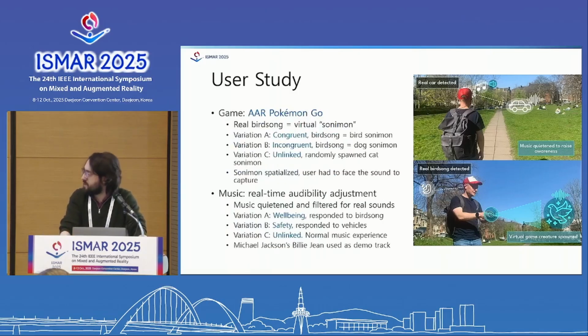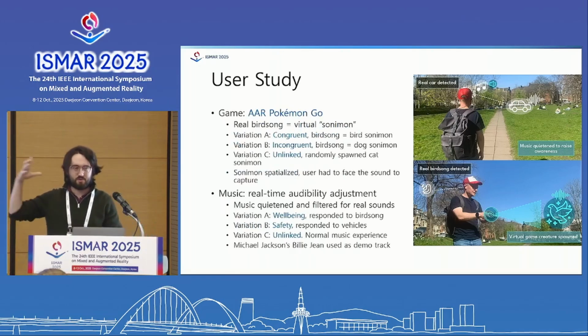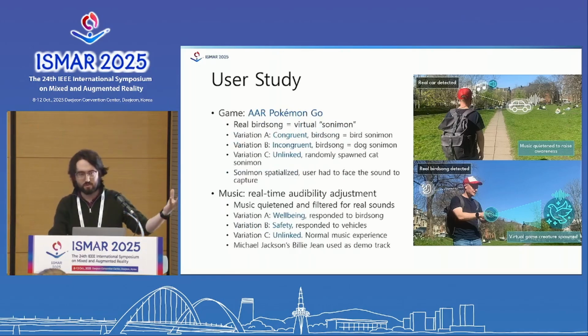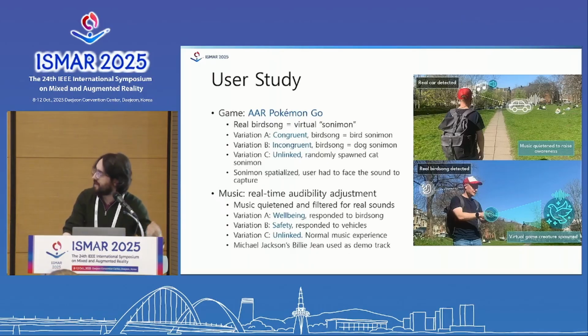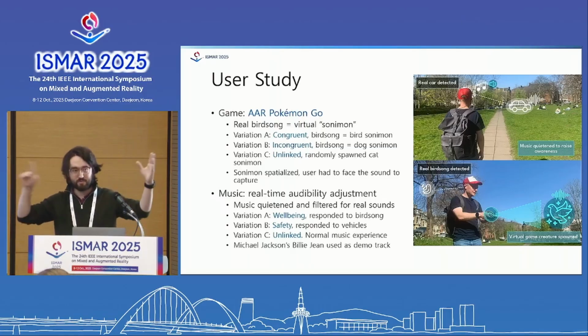So we had 2 applications. 1 was a game. It was effectively audio AR Pokemon Go. So when a bird sang in the real world, the system picked that up, and then it spawned a virtual sonic Pokemon for the user to catch. In fact, we called them Sonomon. So there are 3 variations on this. Variation 1 was a sort of a congruent sonic link. So a bird sang in the real world, and you got a bird Sonomon. Clear connection between the 2.